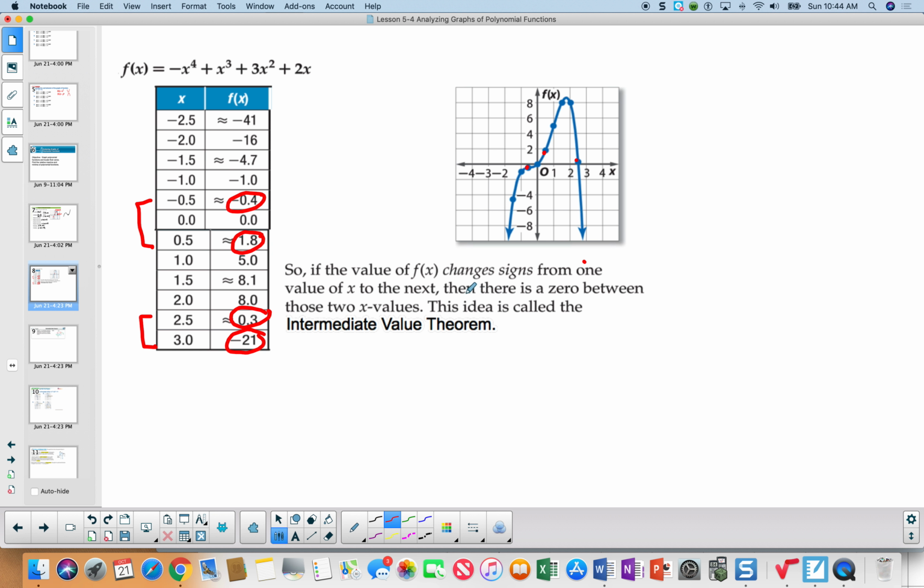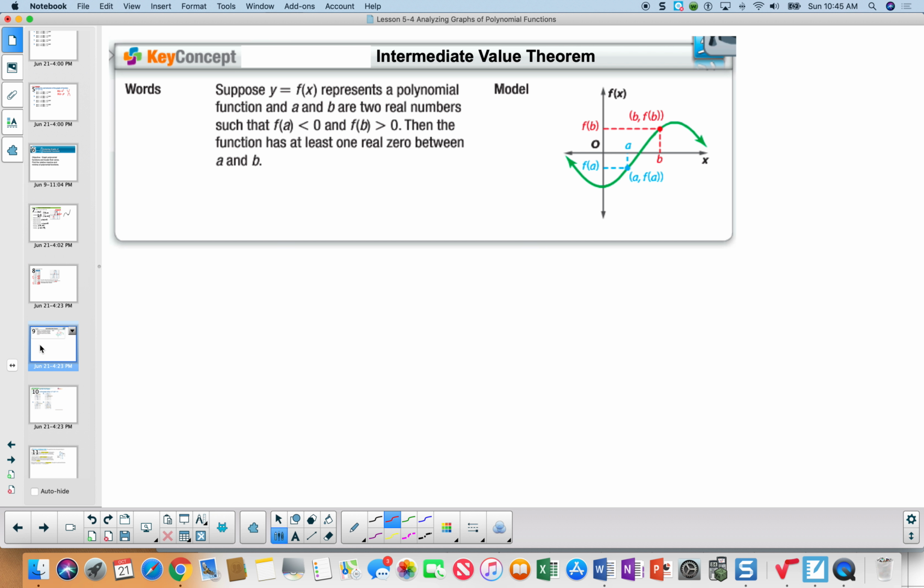Now this idea of having a value between two other values, in fact what we're looking for is this 0 between two other x values, this idea is called the intermediate value theorem. Again, the intermediate value theorem states that when you have 2 points and the y value of one and the y value of the other change signs, and this is a polynomial, in other words, a smooth curve, then we know that an intermediate value between negative and positive will be 0, or vice versa.